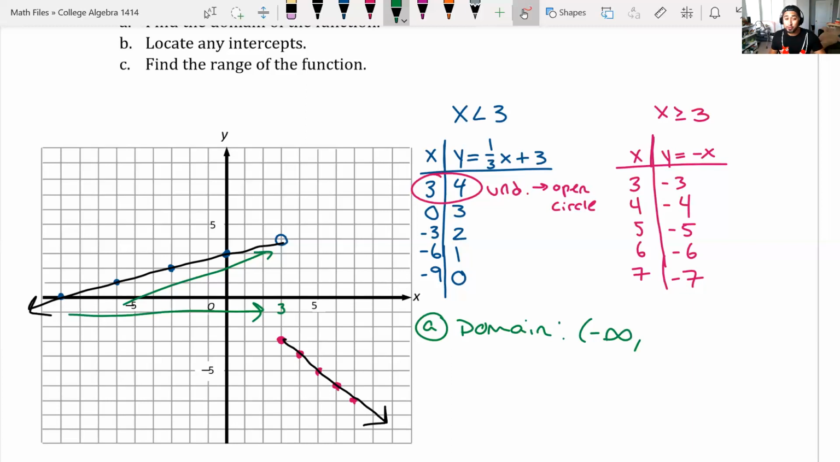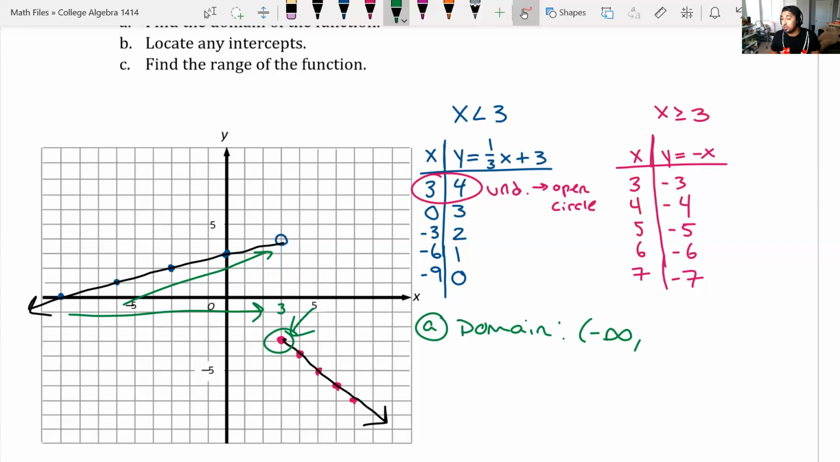But then, if you look below, we also have a closed circle. So what this means is that since 3 has an open circle and 3 has a closed circle, this means that the function is defined when x equals 3. So what I'm trying to say is that we will state that the domain is continuous from negative infinity to infinity because of this defined point.